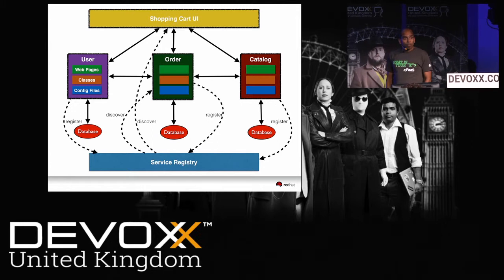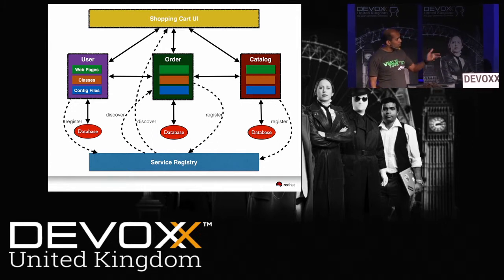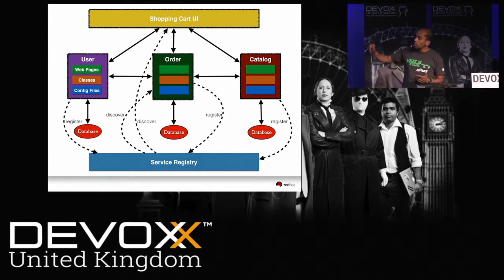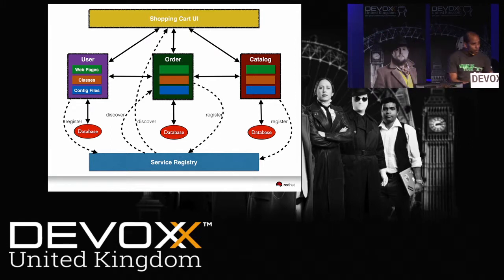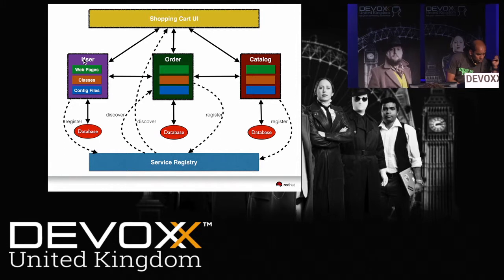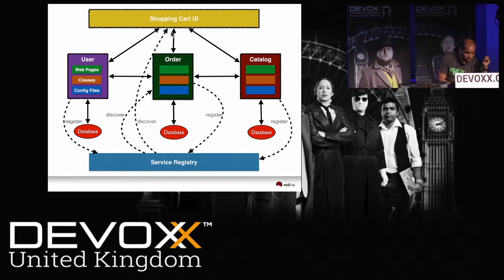Now, that's my microservice-enabled architecture of this monolith. So effectively, what I did is I converted that into 4 war files. If you look at the war files here, this is a user, order, catalog, and a shopping cart UI. There are these 4 war files. They're all running in their separate containers. User, order, and catalog have their own database.